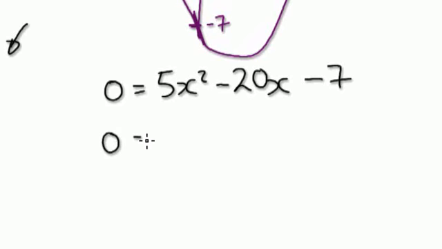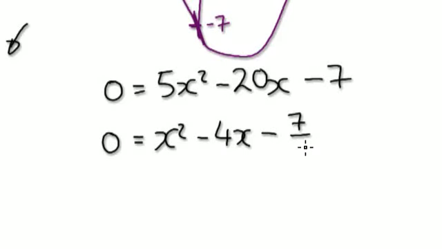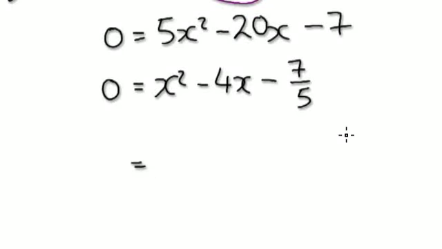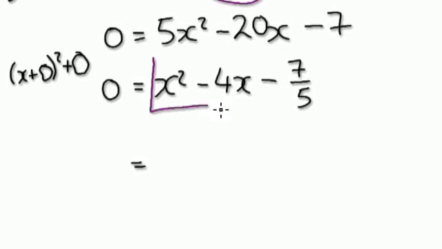So 0 divided by 5 will be 0. This will be x squared, and minus 20x divided by 5 will be minus 4x, and then minus 7 divided by 5. So let's just write it as 7 over 5. Now comes the hard part. How would you write this in the form of x plus blah blah blah, squared, and then plus blah blah blah? So how would you write it in this form? Your eyes should zoom into this bit here. How would you create that?